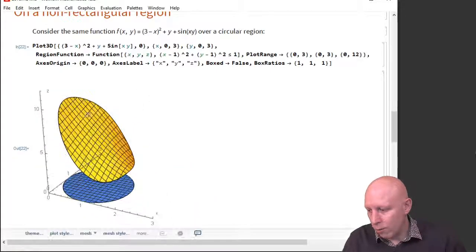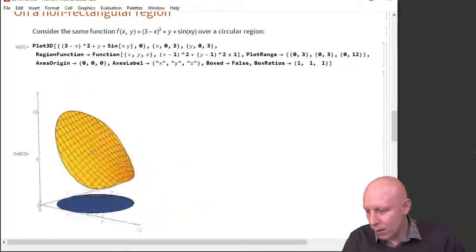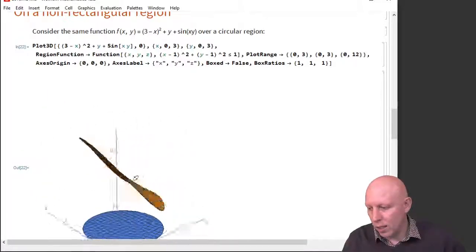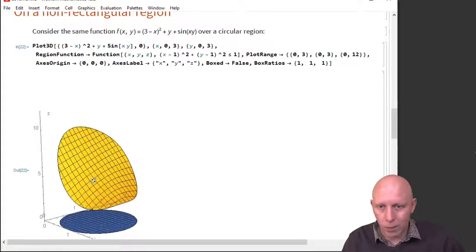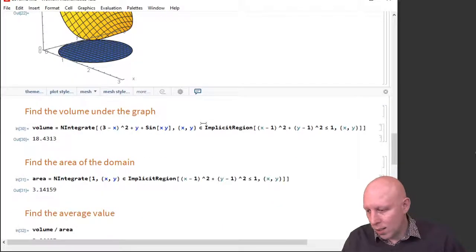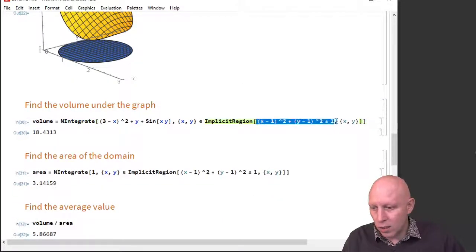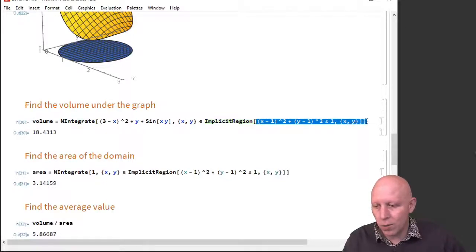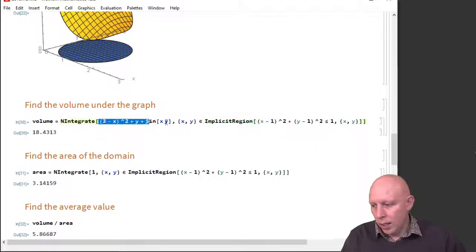So if we have that, this is the same function. It's wavy, but now the domain is a circular domain instead of a rectangular domain. Mathematica can still integrate over this region. You can use ImplicitRegion as the function and say, I want to integrate over this region of all points x, y that satisfy our equation. And we'll use the same NIntegrate.